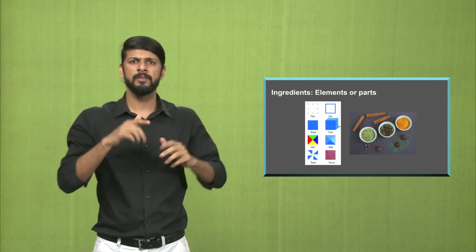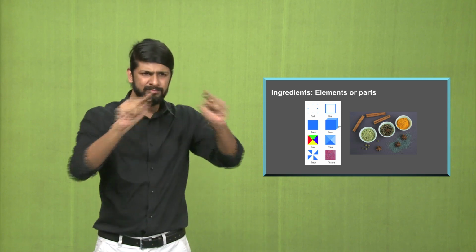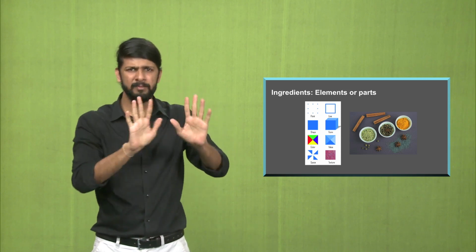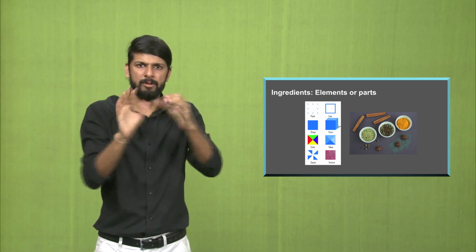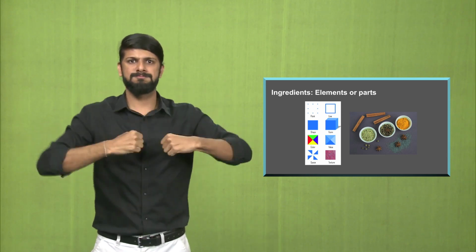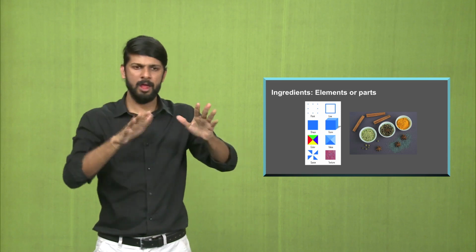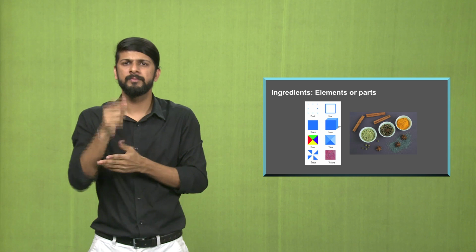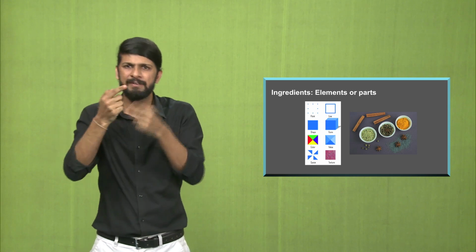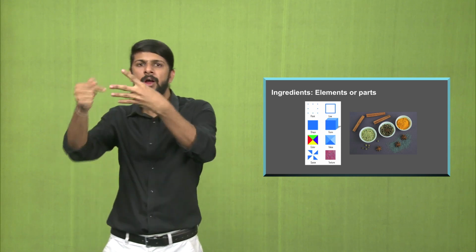New words from the lesson. The word ingredient means elements or parts. So, in painting, you have the elements line, shape, form, space, color, etc., which are arranged in a composition, and similarly, food also has ingredients.